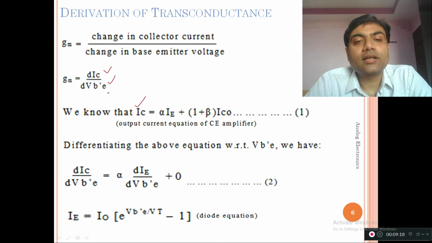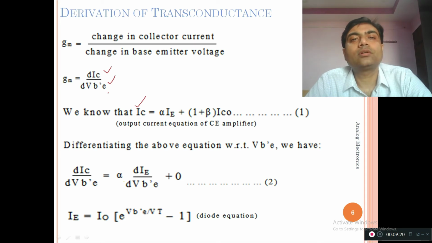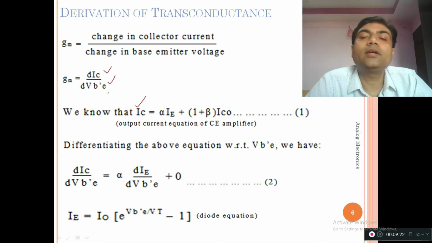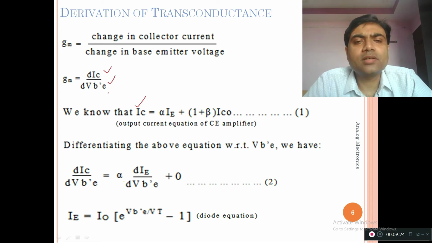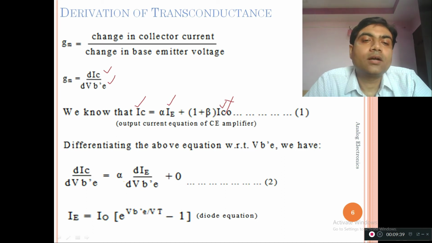So this collector current IC, this is the output equation of the common emitter transistor. If you remember, IC equals alpha IE plus (1 plus beta) ICO, where ICO is the reverse saturation current. We can ignore this value because the reverse saturation current is very small, and ultimately alpha IE will give me the solution for IC.